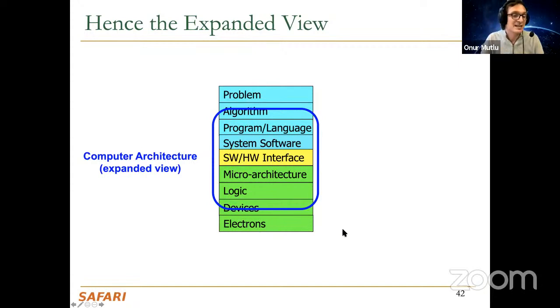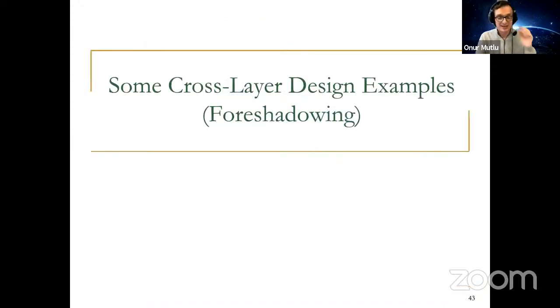That's why we have this expanded view of computer architecture in research. And I think increasingly industry is having this expanded view of computing architecture as well. And I'm going to give you some examples. But before I give you some examples from industry, let me give you some cross-layer design examples, foreshadowing some of the potential things that you can choose as papers to discuss in this class.